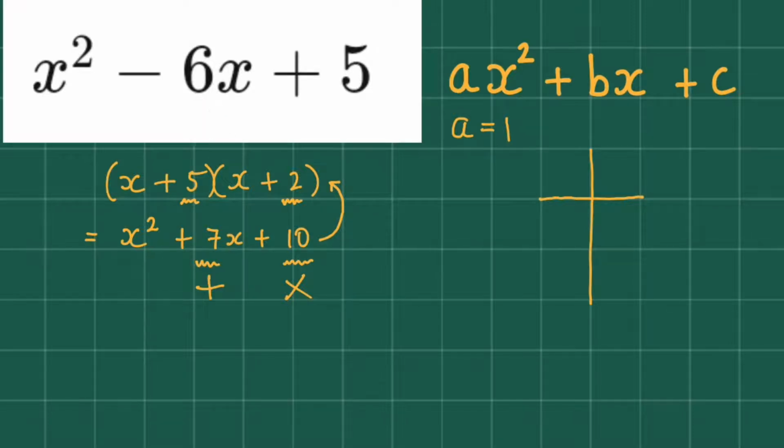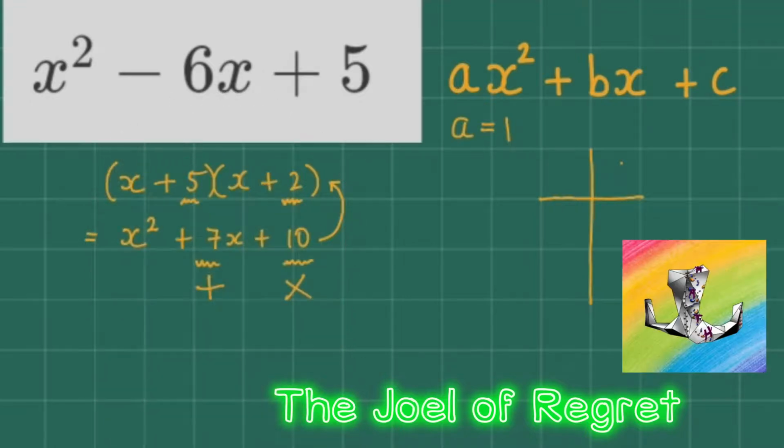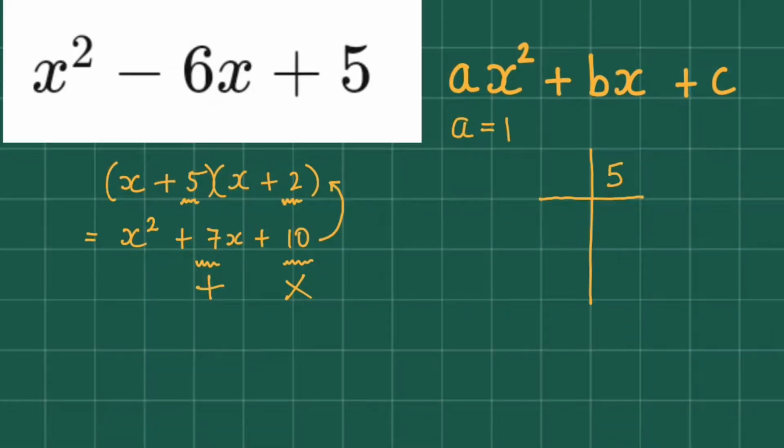The cross will contain the c term and the b term, which are the important terms here, because it's always 1x squared with these simple ones. So we could put, just so you know, we've moved on to the actual question now, 5, and it doesn't matter if it's plus or minus 5 for the c term. We'll figure out whether it's positive or negative when we get to sorting out the b term. The b term goes on the left here.